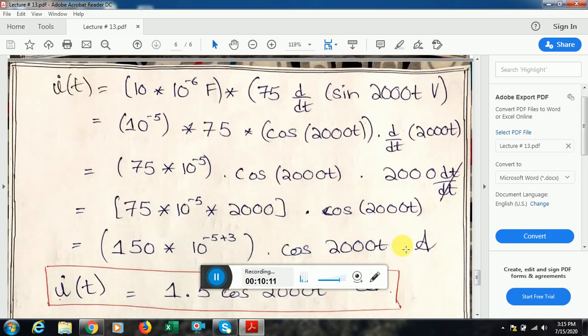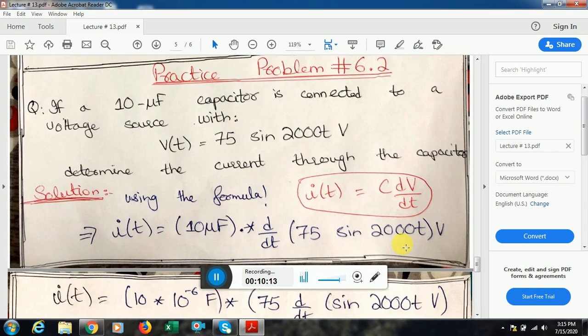In lecture number 14, we'll be doing series and parallel combinations and some other problems related to capacitors. In case you have any problem, please do let me know in the question answer session.